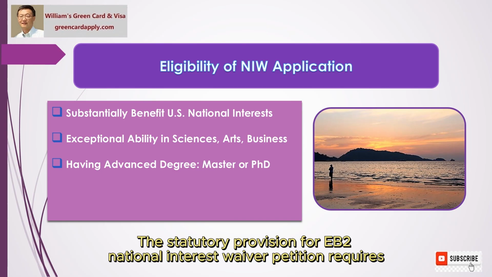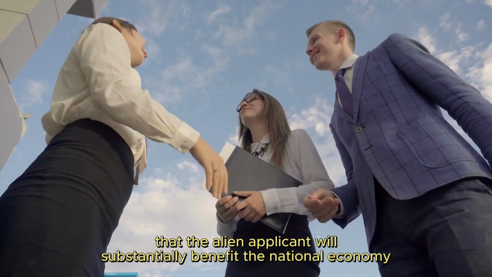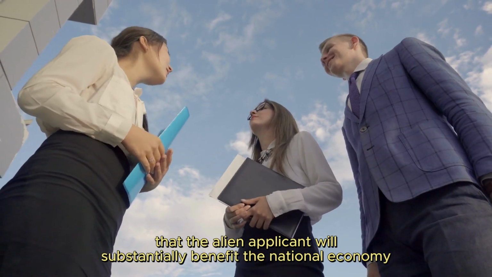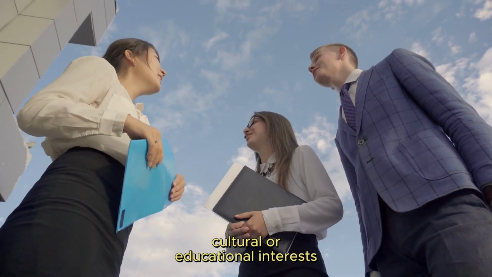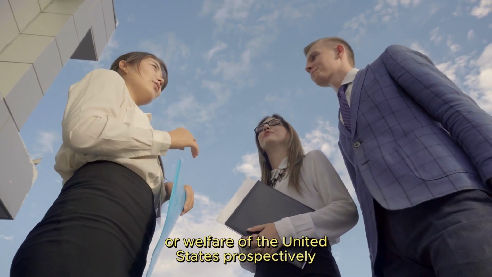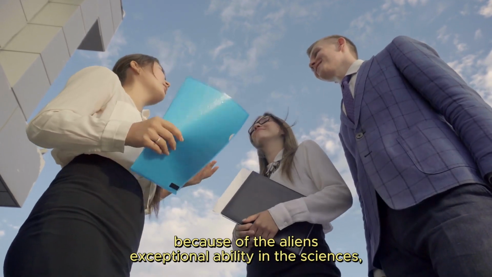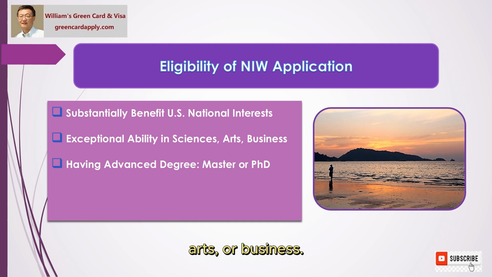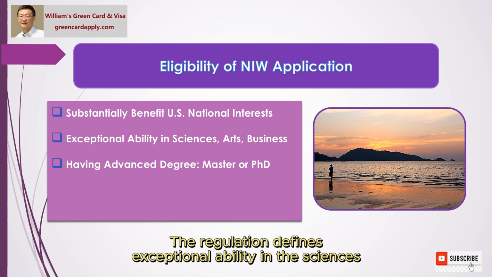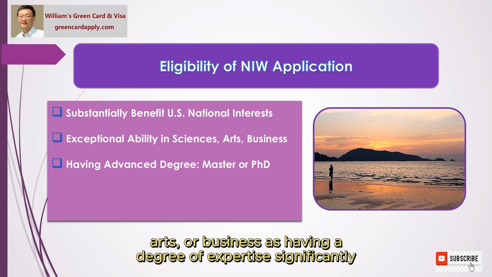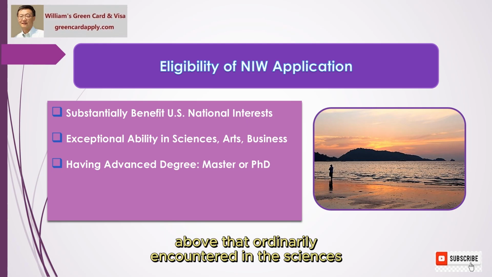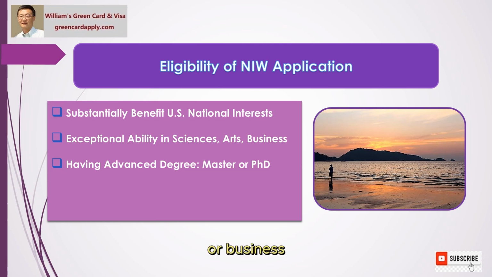The statutory provision for the EB2 National Interest Waiver petition requires that the alien applicant will substantially benefit the national economy, cultural or educational interests, or welfare of the United States prospectively, because of the alien's exceptional ability in the sciences, arts, or business. The regulation defines exceptional ability in the sciences, arts, or business as having a degree of expertise significantly above that ordinarily encountered in the sciences, arts, or business.